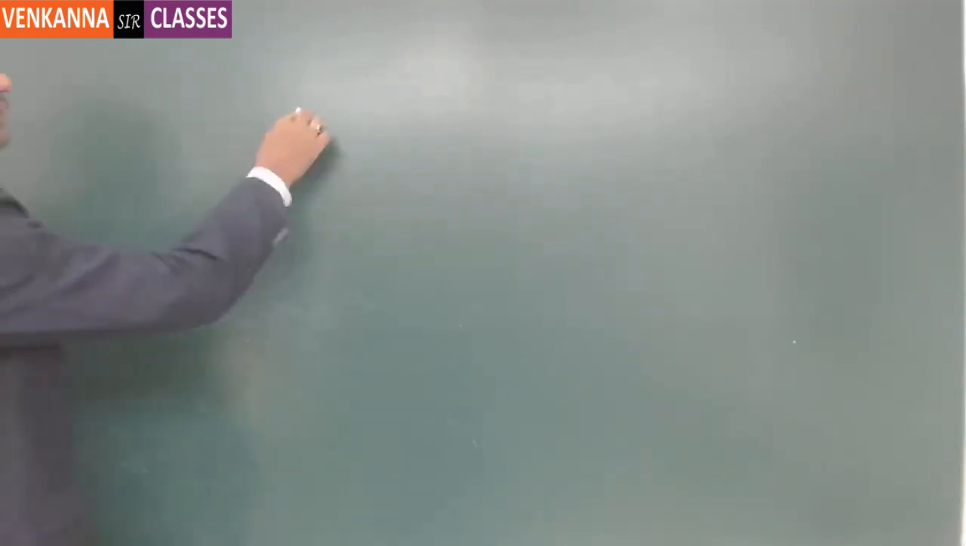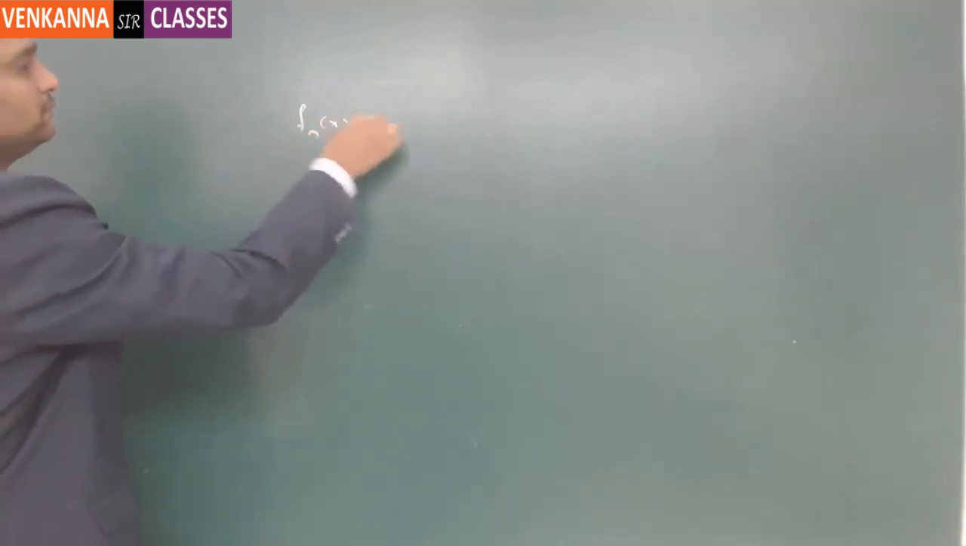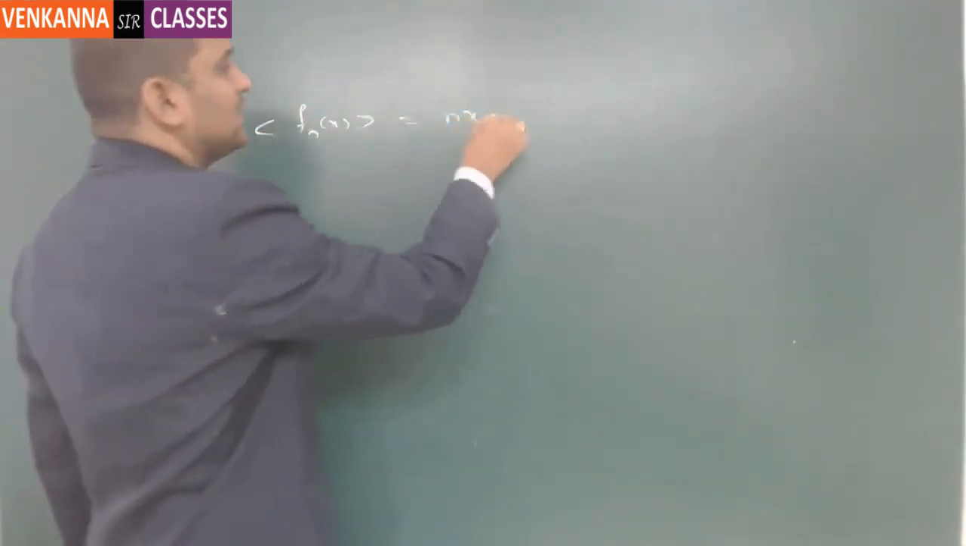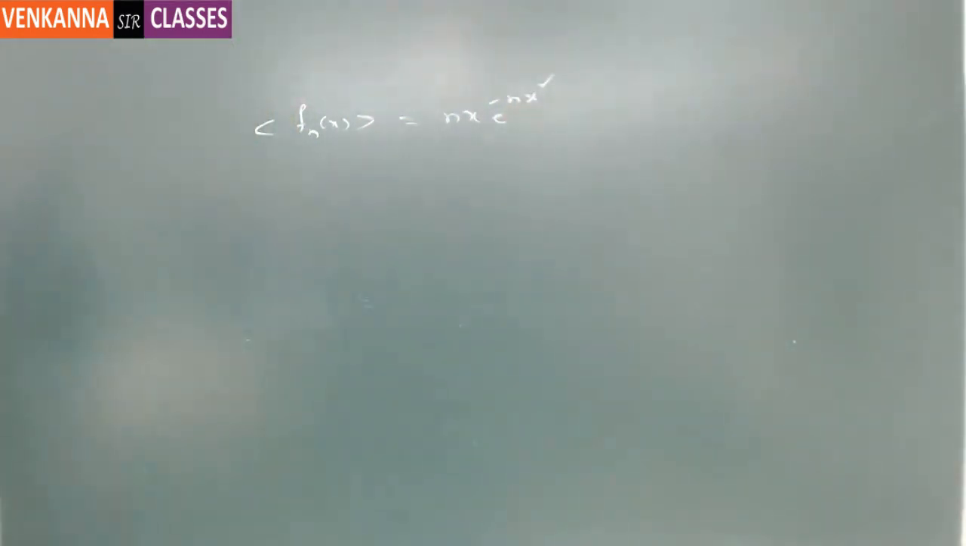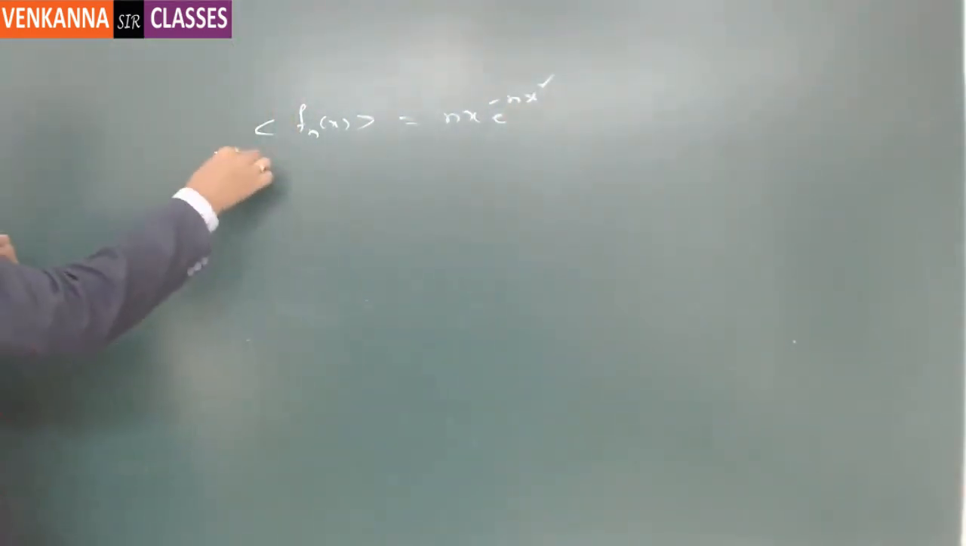So let me say you have taken that fn of x is equal to nx into e power minus nx square, for all x greater than or equal to 0.